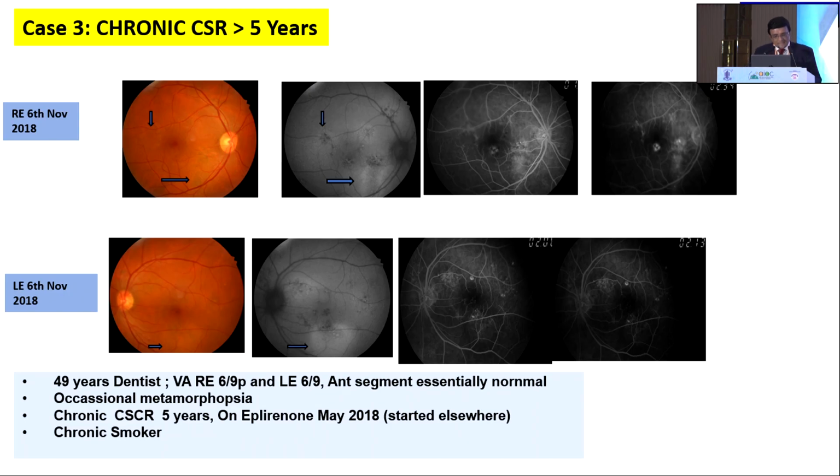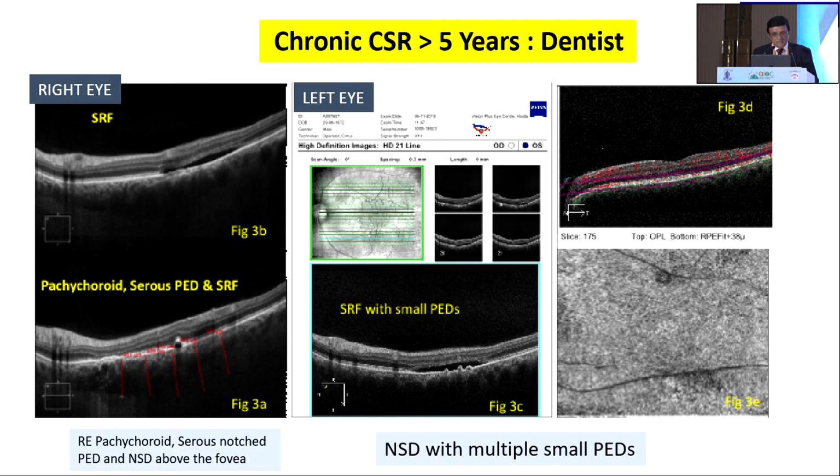This is a dentist who has been under various forms of treatment with apnea and transpupillary thermotherapy. He was a smoker. We did his angiography, and on OCTA we found that his right eye had a pachyneovasculopathy with a neurosensory detachment, which was treated with an anti-VEGF injection.